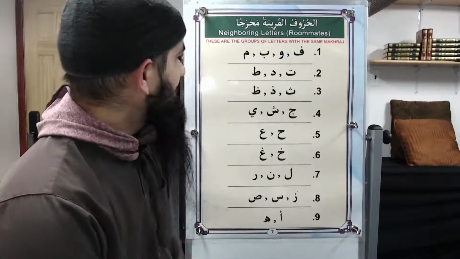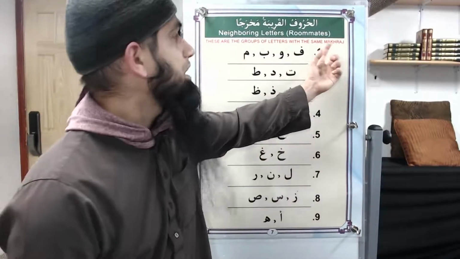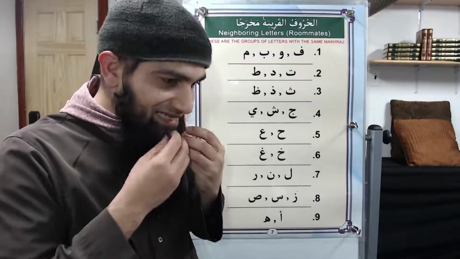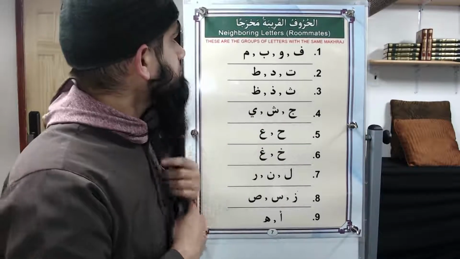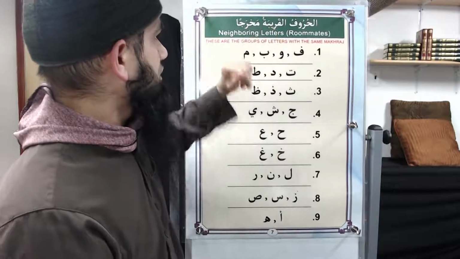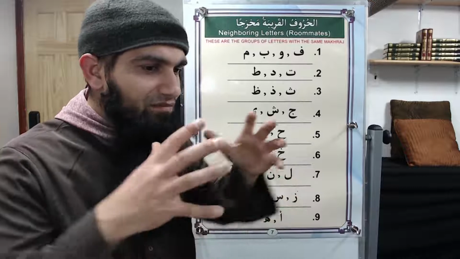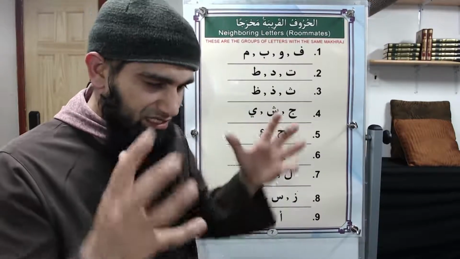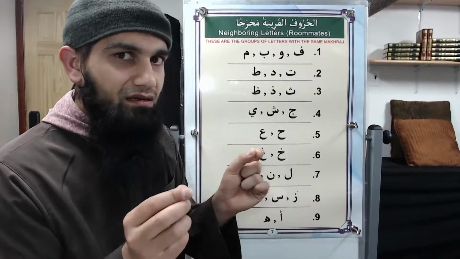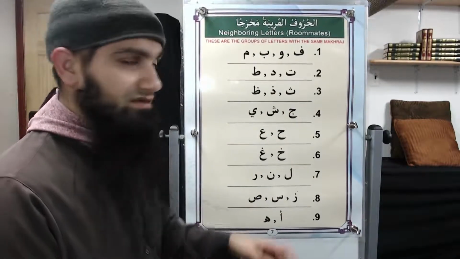Today is a special lesson on the مخارج or the مخرج, which means the articulation, or the home from which the letters' sound is produced. As you can see, the lesson's title is الحروف القريبة مخرجا, neighboring letters, roommates. What does that mean? That means letters that come from the same place, right? They share the same place, but there are some things that make them slightly different than other letters. So there are 9 groups of letters that come from similar places.